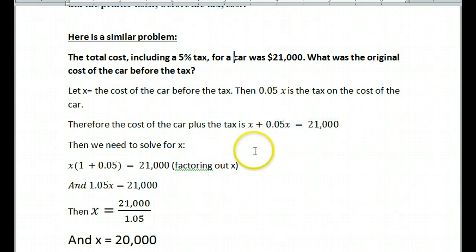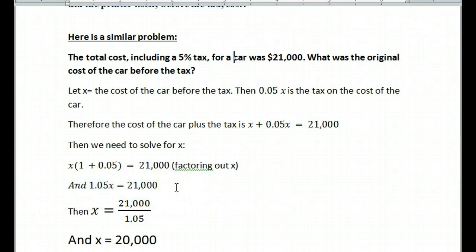So we can factor that out using the distributive property. And therefore X appears before the parentheses. X times (1 plus 0.05) equals 21,000. And then 1 plus 0.05 is equal to 1.05. And therefore we have 1.05X is equal to 21,000.